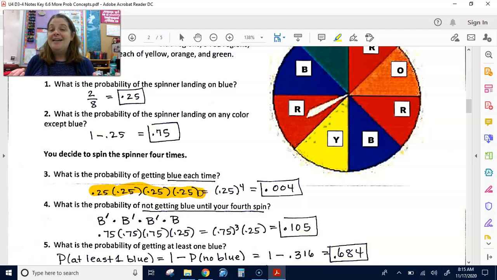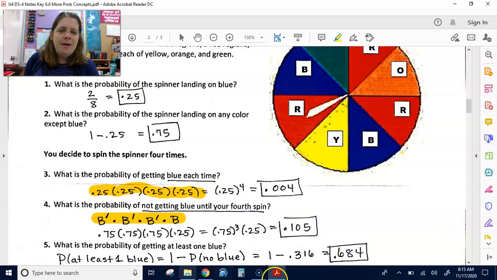What's the probability of not getting blue until your 4th spin? All right, so it's easy to think, what would this look like then? If I don't get blue until the 4th spin, it's going to look like not blue, not blue, not blue, blue. And those are probabilities I can find. 0.75 times 0.75 times 0.75, that's my not blue, not blue, not blue. And then blue, 25%. Okay, so that'd be 0.75 to the 3rd times 0.25. In your calculator, you should end up with about 10% there. Okay, so I'm just following what's going to happen.